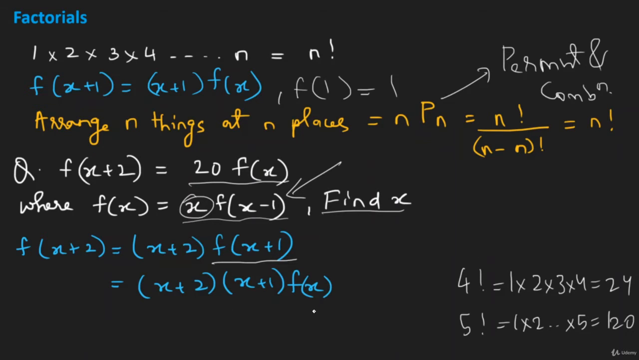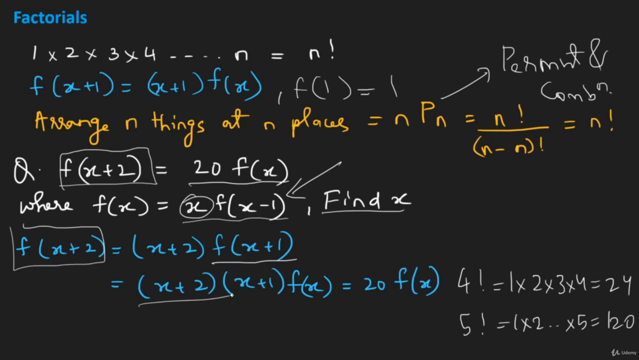And it is given that this will be equal to 20 times f of x, right? Why is that so? F of x plus 2 over here is given as 20 f of x. That's what we started with. Therefore, this expression over here is equal to 20 times f of x. Now let me cancel out f of x from the left hand side and the right hand side, and I am left with x plus 2 into x plus 1 is equal to 20.